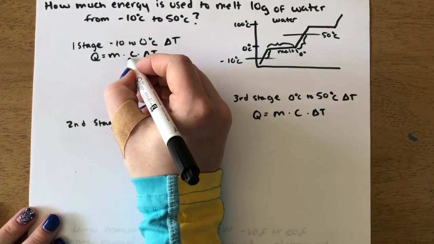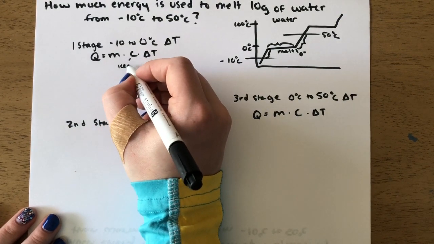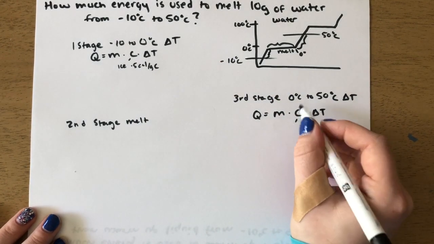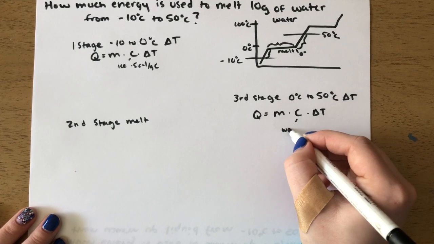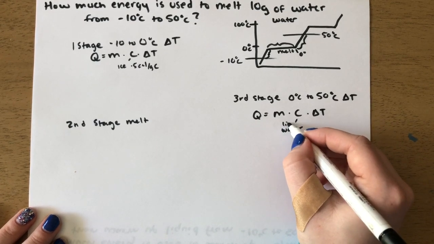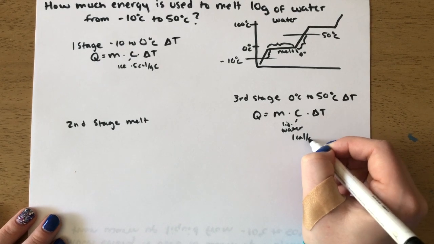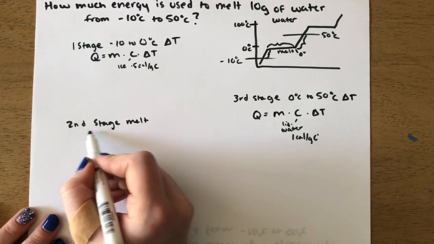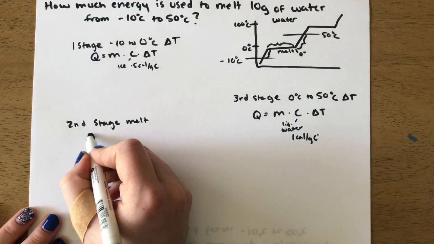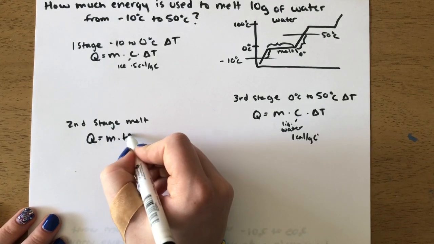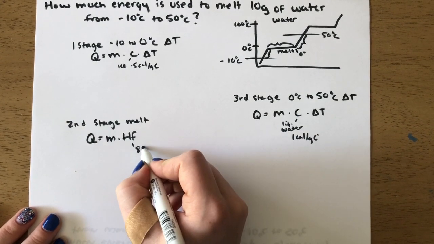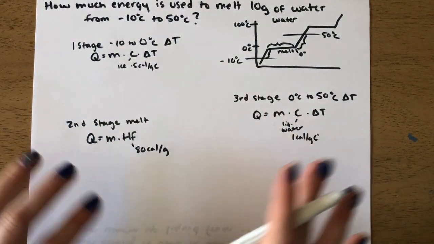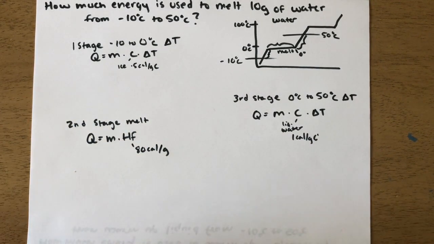Okay, for our specific heat, this is going to be for ice, so that's 0.5 calories per gram Celsius. And this is for liquid water, so that is going to be 1 calorie per gram Celsius. Now during the melting stage, this is happening during fusion, so we know we can use the heat of fusion here. And for water, it's 80 calories per gram. Okay, so now that we know our 3 stages, we know the equations we need to use, we know the steps, now we can solve.